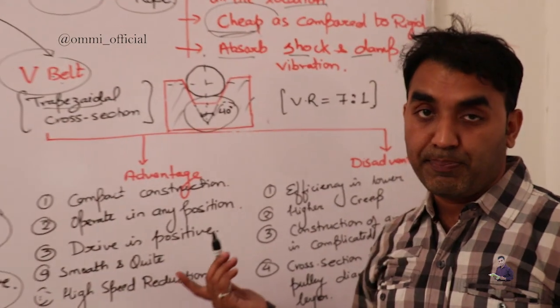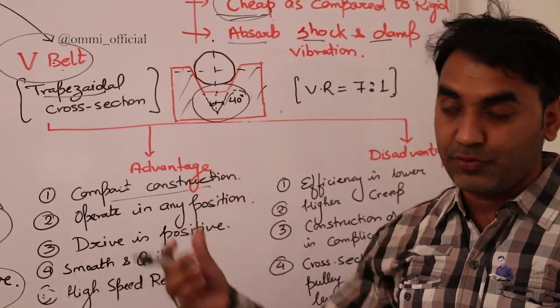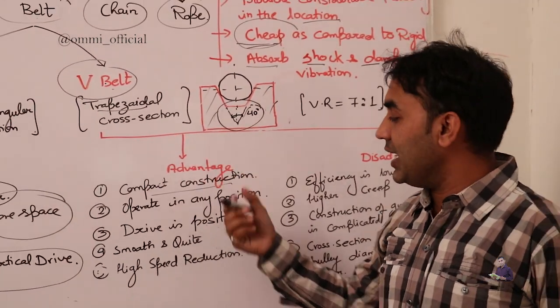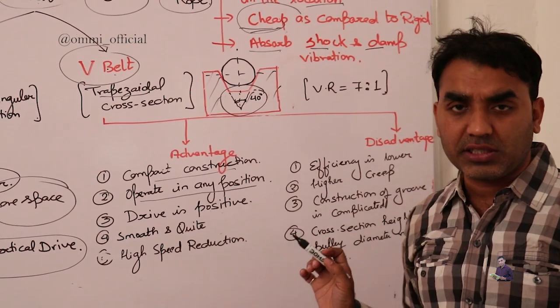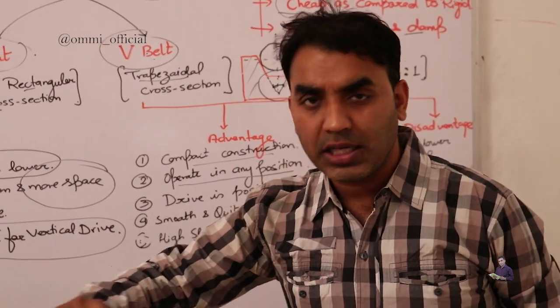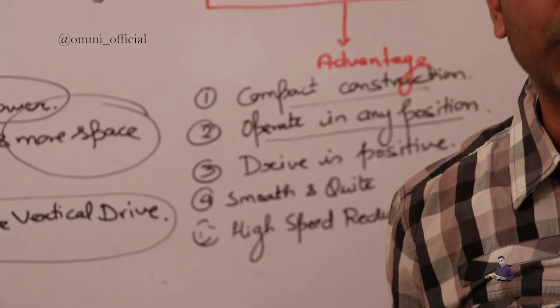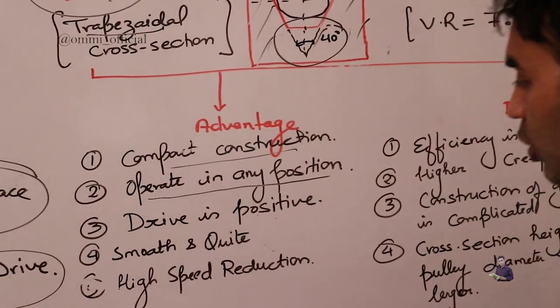The advantages are very simple. It's a compact construction, as we have seen here in the diagram. It's compact in nature. It can operate in any position. There is no burden: horizontal, no fix, vertical is also there. We can also use it in an inclined manner.